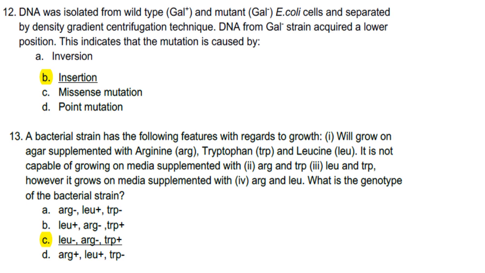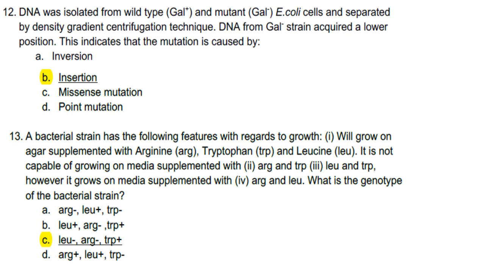DNA was isolated from wild type Gal plus and mutant Gal minus E. coli cells and separated by density gradient centrifugation. DNA from Gal minus strain acquired a lower position. This indicates the mutation is caused by... Now, the mutation has caused the DNA from Gal minus strain to acquire a lower position. That is, it has become more dense. That means there has been some insertion taking place. So the answer here is option B, that is insertion.